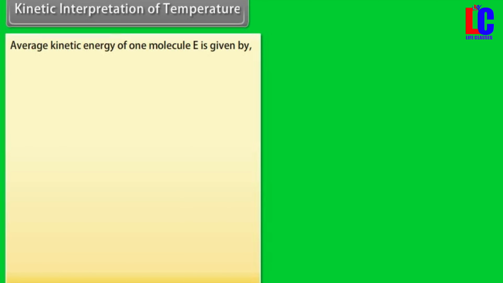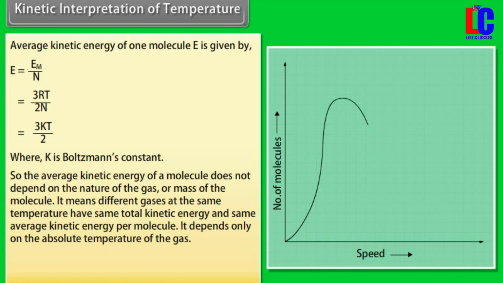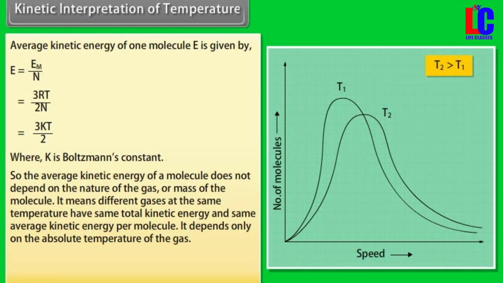Kinetic interpretation of temperature. Average kinetic energy of one molecule is given by E = E_total/N = 3RT/2N = 3kT/2, where k is Boltzmann's constant. So, the average kinetic energy of a molecule does not depend on the nature of the gas or mass of the molecule. It means different gases at the same temperature have same total kinetic energy and same average kinetic energy per molecule. It depends only on the absolute temperature of the gas.